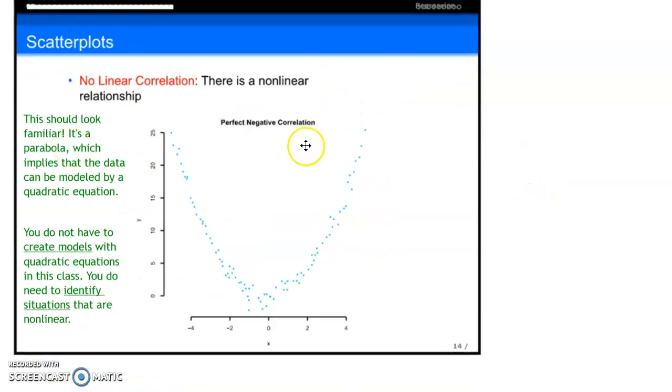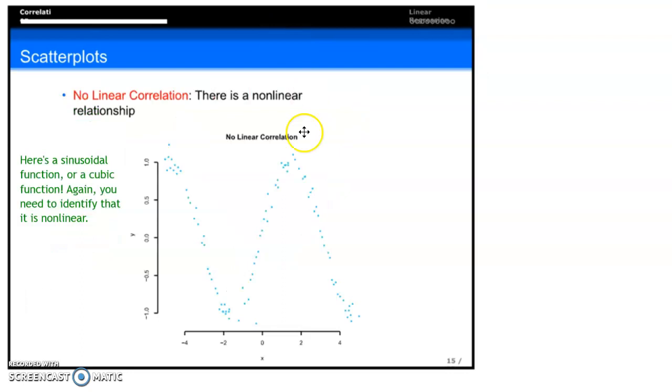This is a non-linear correlation, or no linear correlation. It should look familiar. It's a parabola, like a quadratic equation's graph. You don't have to create models with quadratic equations in this class, although the TI-84 and similar calculators will let you do it. All you need to do is identify situations that are nonlinear. So for example, if I give you a group of data and say, plot this on a scatter plot and tell me whether it's linear or nonlinear, you have to look at this and say, Mr. Scordine, it's nonlinear.